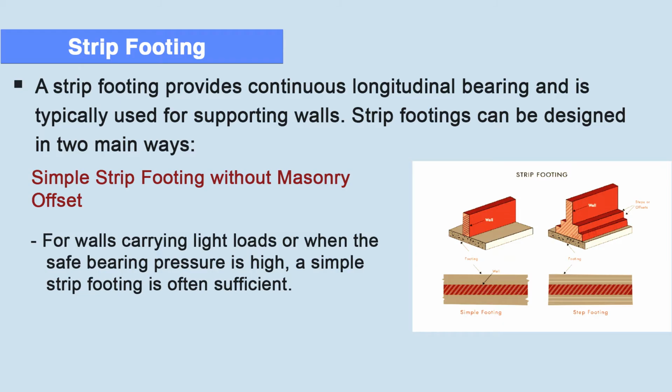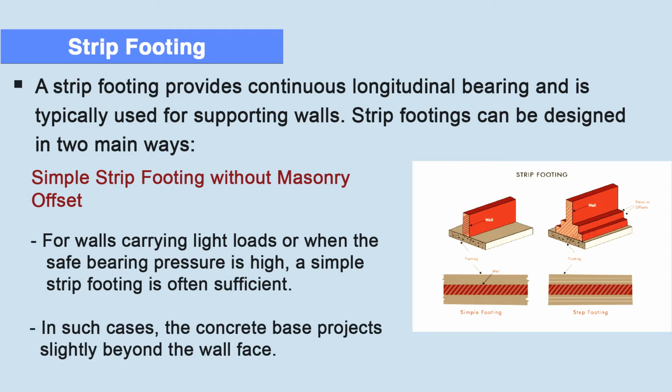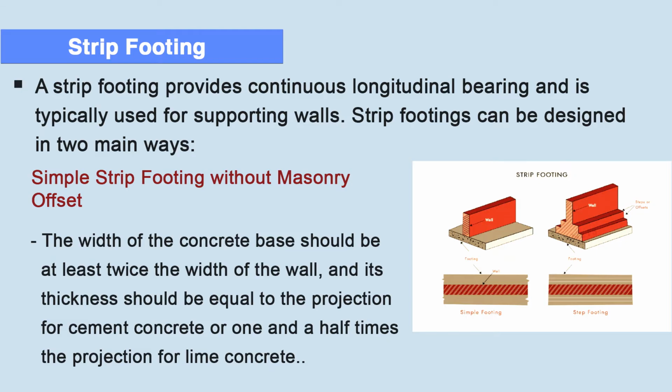For walls carrying light loads or when the safe bearing pressure is high, a simple strip footing is often sufficient. In such cases, the concrete base projects slightly beyond the wall face. The width of the concrete base should be at least twice the width of the wall, and its thickness should be equal to the projection for cement concrete or 1.5 times the projection for lime concrete.